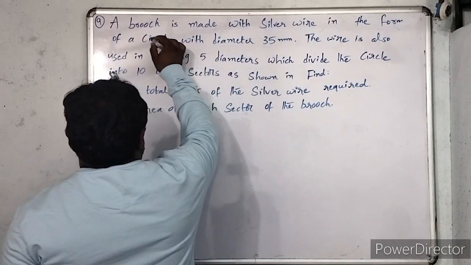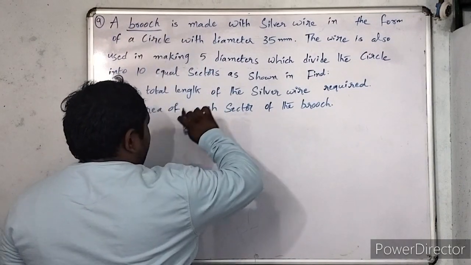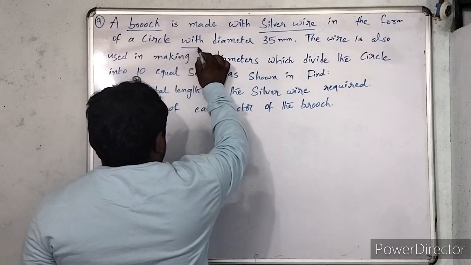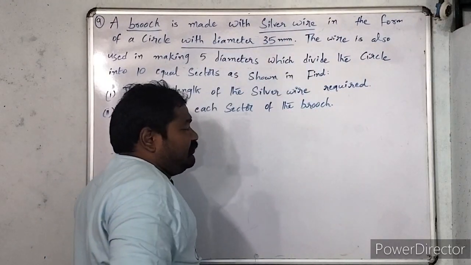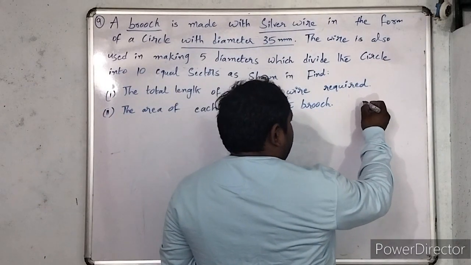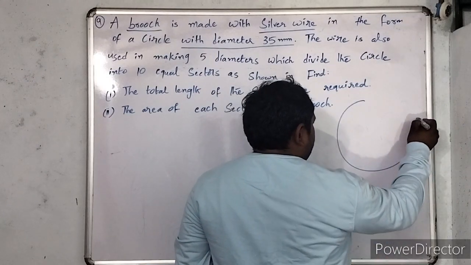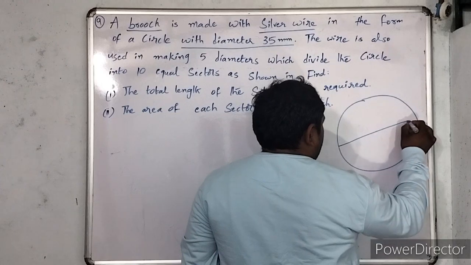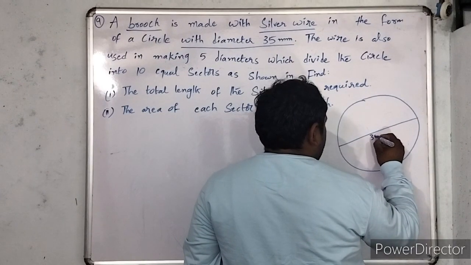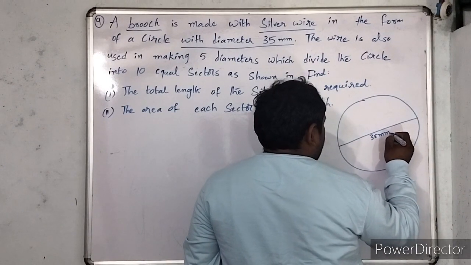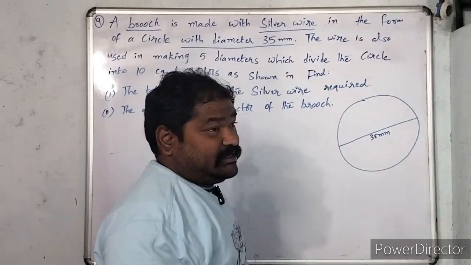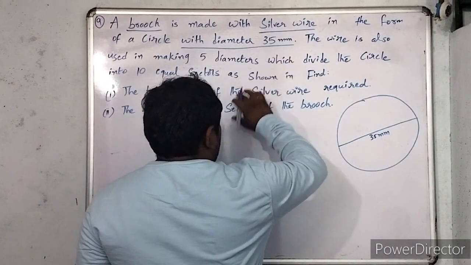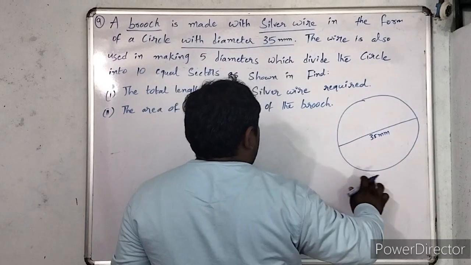Here, the brooch means a medal. A medal is made up of silver wire in the form of a circle with diameter 35 millimeters. This is a silver medal in the form of a circle. The diameter of the brooch in the form of a circle is 35 millimeters. This is the total silver wire.